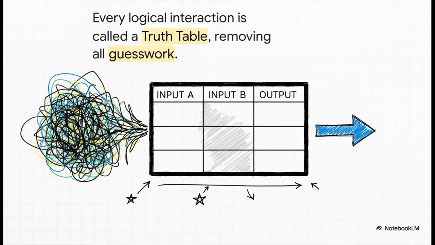This guide is called a truth table. And I know it might sound a little technical, but all it really is is a simple chart. It lists every possible combination of inputs on one side and shows the one single correct output on the other. It totally removes any guesswork for the machine.